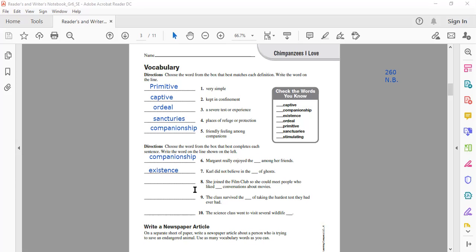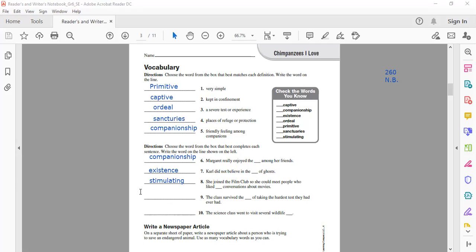Number 8, Malak. She joined the film club so she could meet people who liked stimulating conversations about movies. So this is the girl. She joined a film club. In this club, she will meet her friends, and they will talk about movies. They will have conversations about movies. So, what kind of conversations? Captive conversations, companionship conversations, ordeal conversations, or, for example, stimulating conversations. Yeah, stimulating, excellent. Why? Because stimulating means engaging. Yani everybody is talking about that film, so she enjoys stimulating conversations.